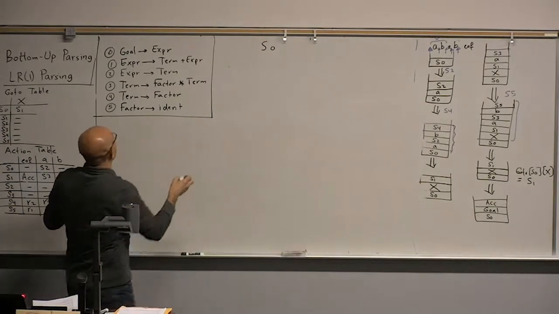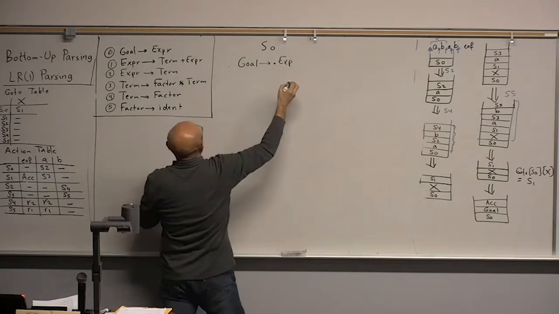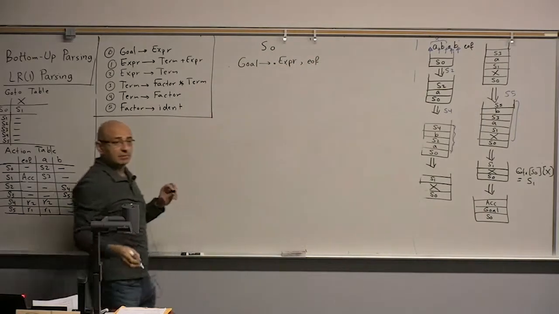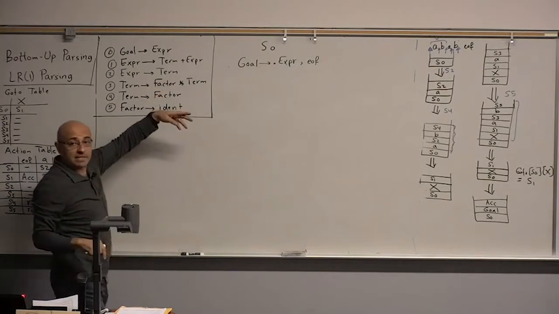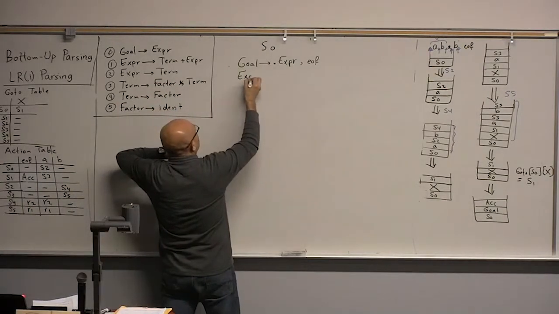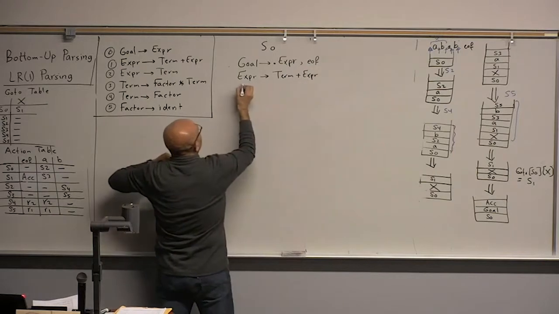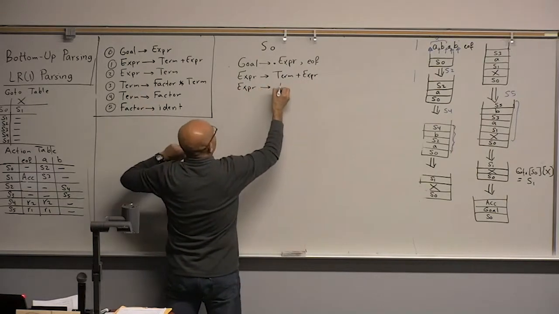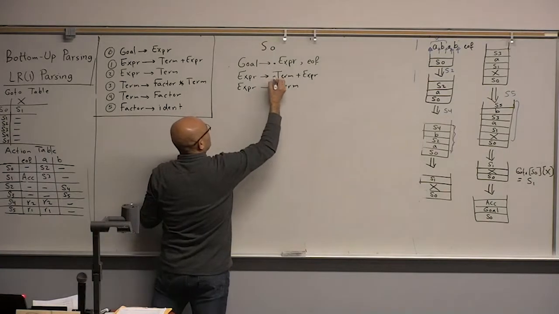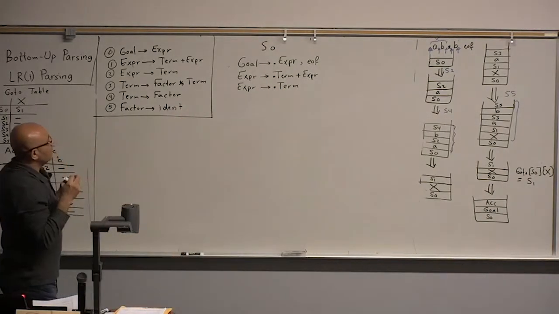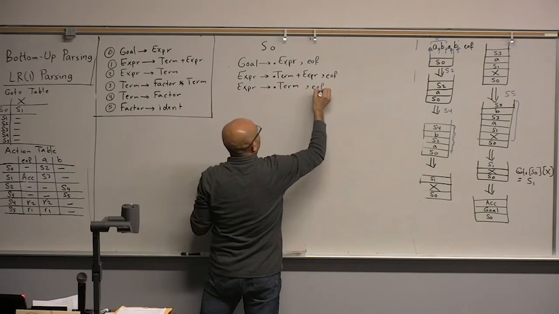The start state here, we start with goal goes to expression and end of file. So this is the easiest part. Now, what does this imply? All the definitions of an expression. So all the productions that define expression. So we have expression goes to term plus expression, and expression goes to term. Where should we put the placeholder? In the beginning. We're in the initial state. So this is here. Okay. And what's the look ahead? End of file. Okay.